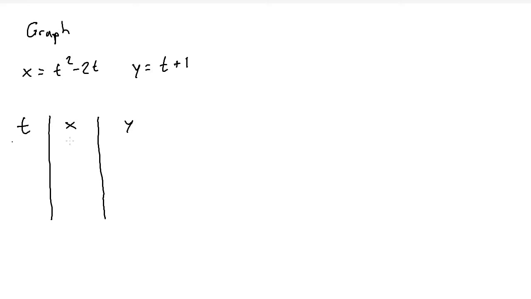You first start with any t value you pick, and normally I just start with 0. So if I choose 0 for t, my x coordinate will just be whatever I get when I plug in for t in the x function. If I plug in 0, then x will equal 0 squared, which is 0, minus 2 times 0. So then we just get x as 0. And if I plug in 0 for the y equation, I'll get y equals 0 plus 1, which is 1. So my y will be 1 and my x will be 0.